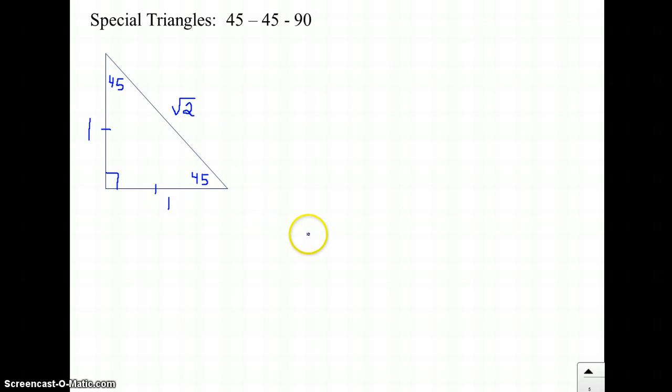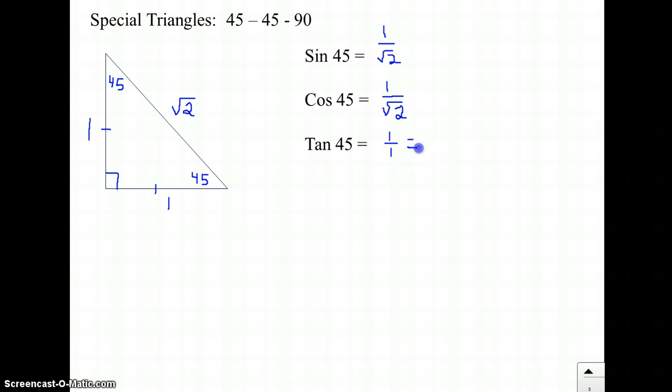All right. If that's the case, then what are the trig ratios of each of these angles? Well, the sine of 45 degrees would be opposite over hypotenuse, 1 over root 2. Cosine of 45 degrees would be adjacent over hypotenuse. And tangent of 45 degrees would be opposite over adjacent, which is the same as just saying 1.